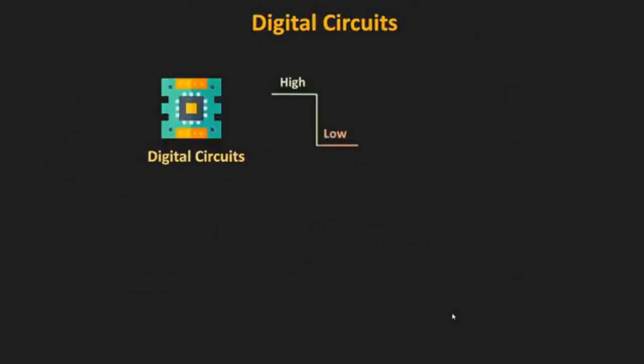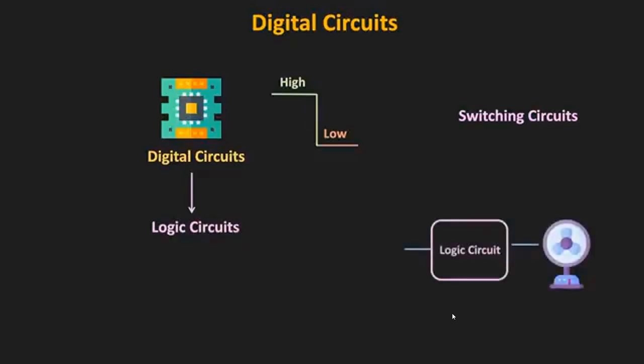Since the voltage levels in these digital circuits continuously switch between the high and low values, they are called switching circuits. And using these digital circuits, it is also possible to perform several logic operations, where the output is high or low based on certain logic conditions. Therefore, they are also known as logic circuits. For example, using a digital circuit, it is possible to design a circuit which will turn on the fan when it is daytime and whenever the temperature goes beyond 25 degrees.